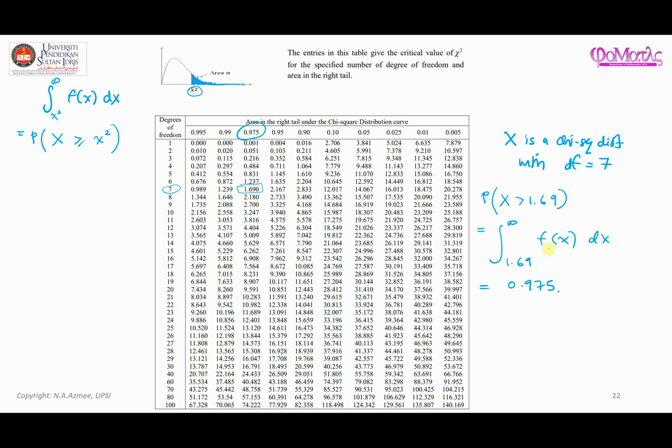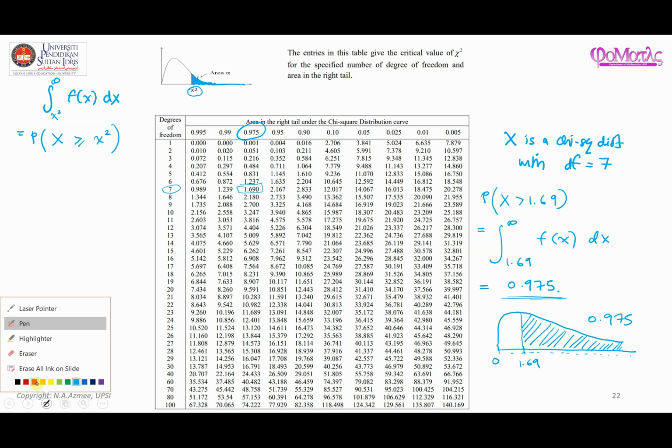By right, you have to do it on your own, but we don't have to because we already have the table that gives you the result. And if you want to visualize how it looks, it is like this. The starting point here is 0. It gets bigger, larger value towards the right side of the distribution, and because the area is quite big, 0.975, we know 1.69 might be somewhere here, and this is the area, which is 0.975.